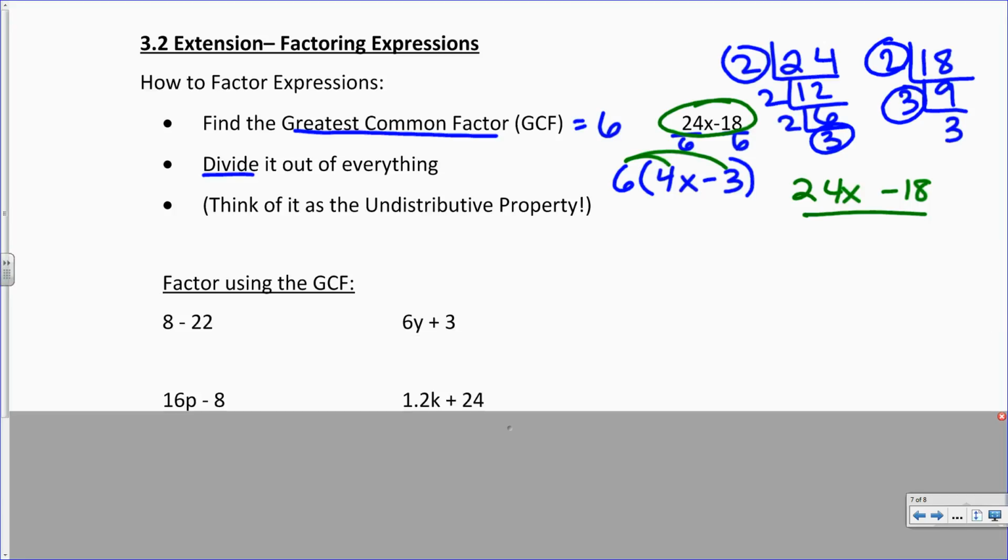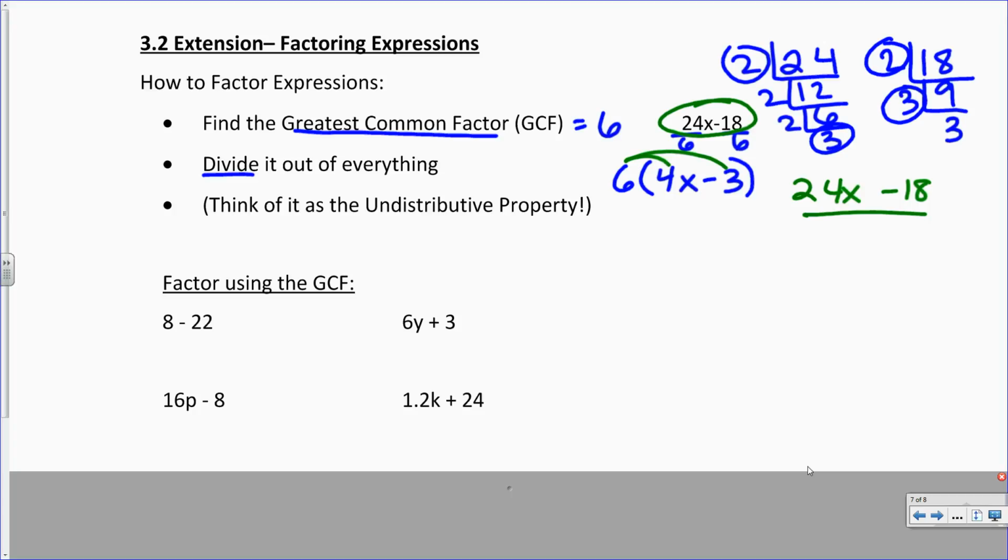So let's start off with just looking at, these should be on your homework, on your notes. Factor using the greatest common factor. I have 8 minus 22. Now, there's no variables here. We're just going to kind of think of what's the biggest number that goes into both of them. And if you break these down, the only number that goes into each of those is 2. So 2 is my greatest common factor, so I'm going to divide by 2. 8 divided by 2 is 4. 22 divided by 2 is 11. You keep the sign in between them. And so now I'm going to write on the outside what I factored out, which was a 2. And that is called factoring. You're undoing the distributive property.